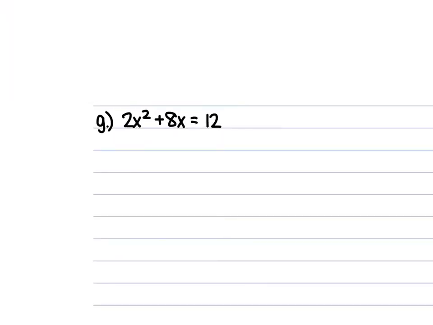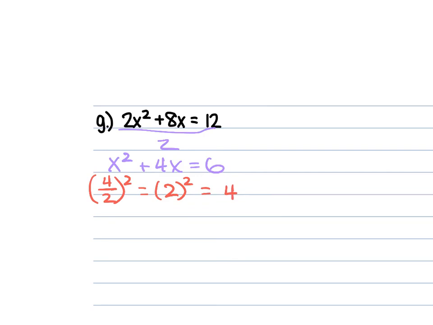For G, we have 2x squared plus 8x is equal to 12. So our a is not 1 here. Start by dividing the entire thing by 2. So this is going to leave us with x squared plus 4x is equal to 6. We are going to take the 4 divided by 2 squared. 4 divided by 2 is 2. 2 squared is 4. Add the 4 to both sides. We have x squared plus 4x plus 4 is equal to 6 plus 4.